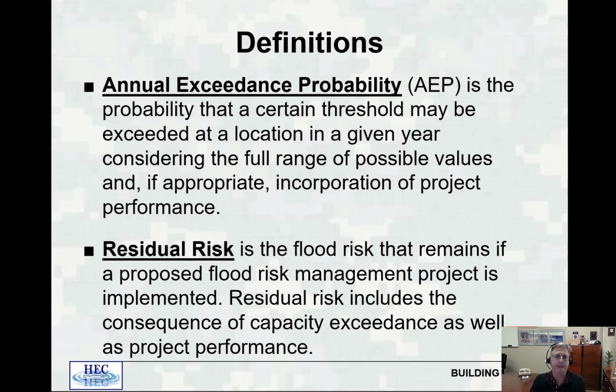And then it's exceeded at a given location and in a given year, considering the full range of possible values. Full range of possible values means what are the least likely events to the most likely events. And you consider that full range of possibility of all those things in a given year, and you incorporate the probability that your project will perform as you expect. So it's the likelihood of you getting wet in a given location in a given year, considering the full range of floods and with the incorporation of project performance.